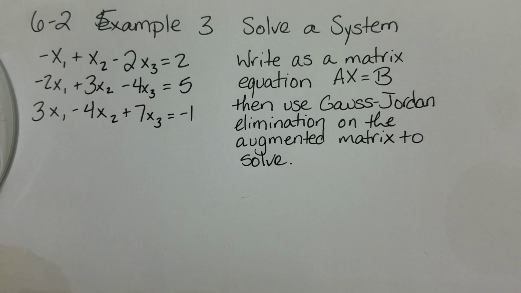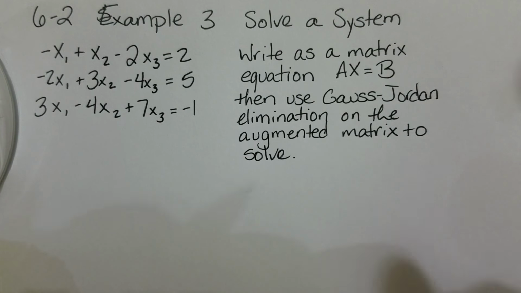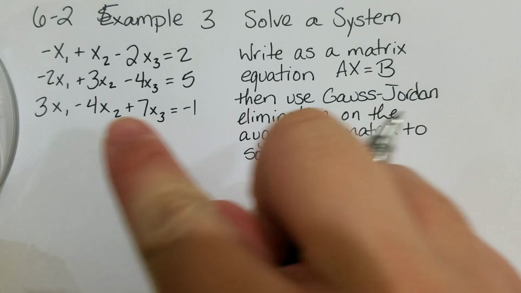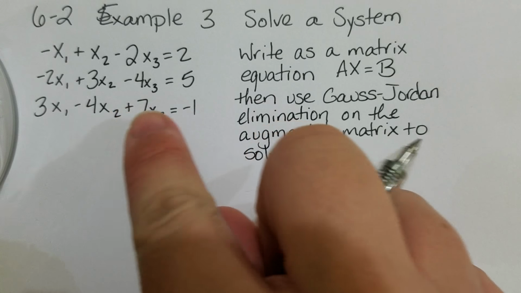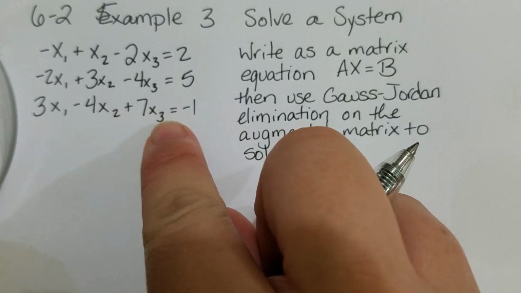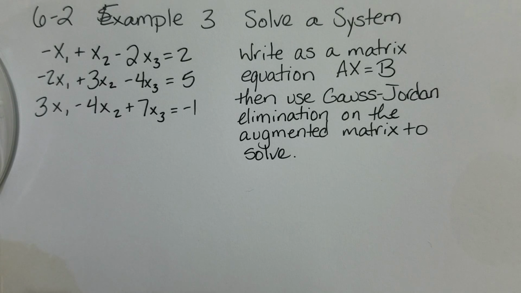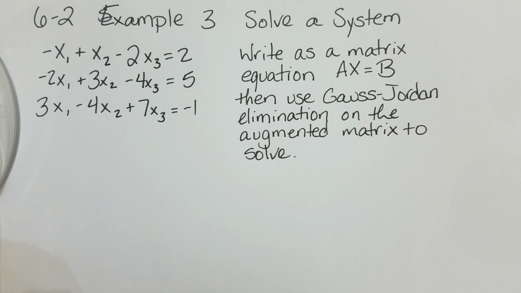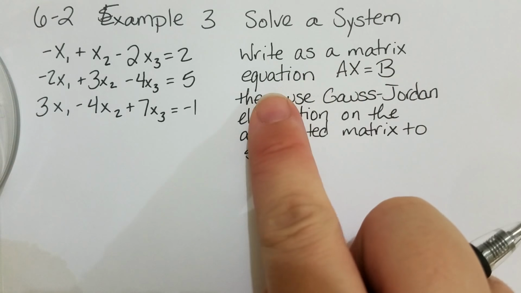All right, this is section 6.2, example 3. Basically, they've given us a system of equations. You'll notice that instead of using x, y, z, they're using x1, x2, x3. Don't let that scare you, it's the same. And then basically the instructions were to write it as a matrix equation.